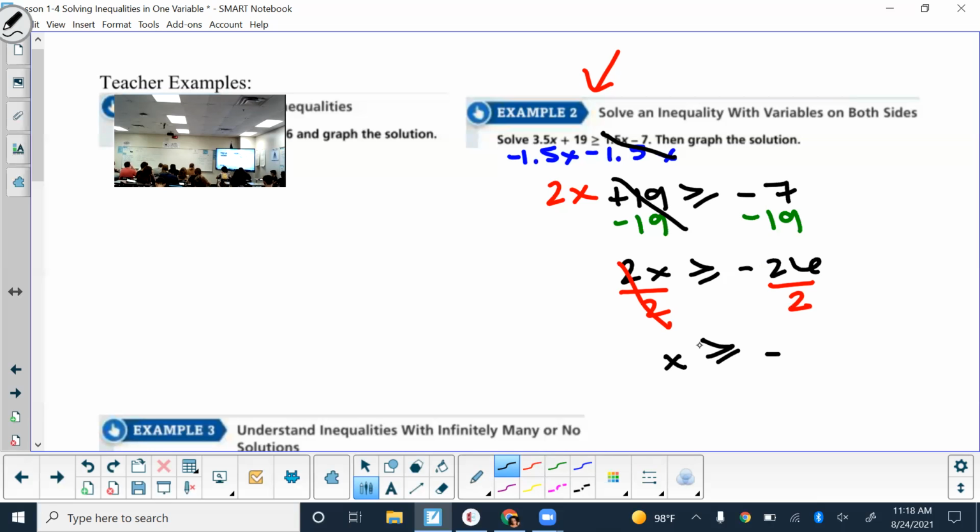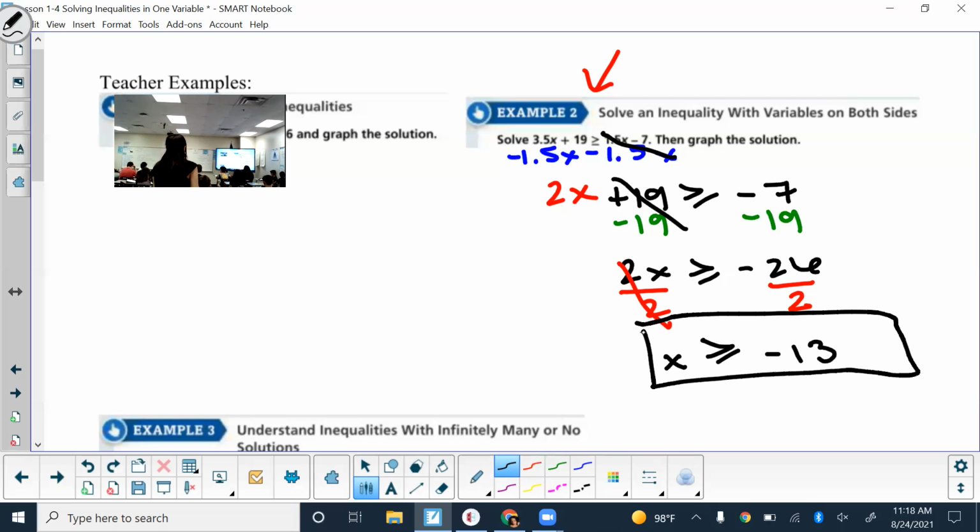All right, on the right side, what's negative 26 divided by 2? Negative 13. And then we're going to box that up because now that the x is by itself, this is our solution. Questions? All right, we also need to graph it real quick, so that's what we're going to do. You guys need to get comfortable with the number lines.